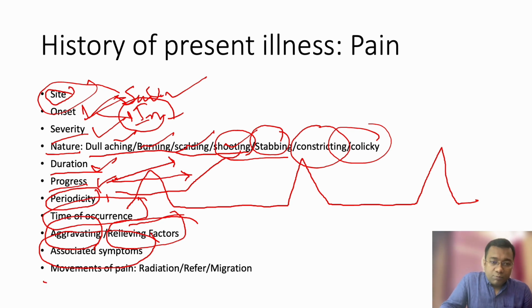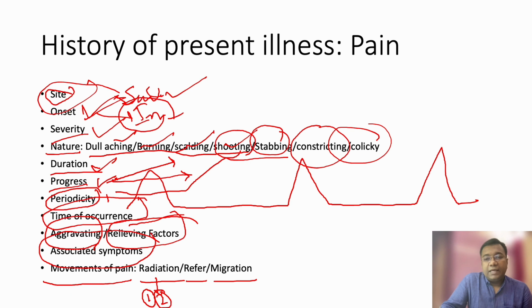Then one important thing is the movement of pain. There are three important terminologies. One is radiation, another one is referral, another one is migration. Radiation means there is pain at the primary site, and there is pain at the secondary site.